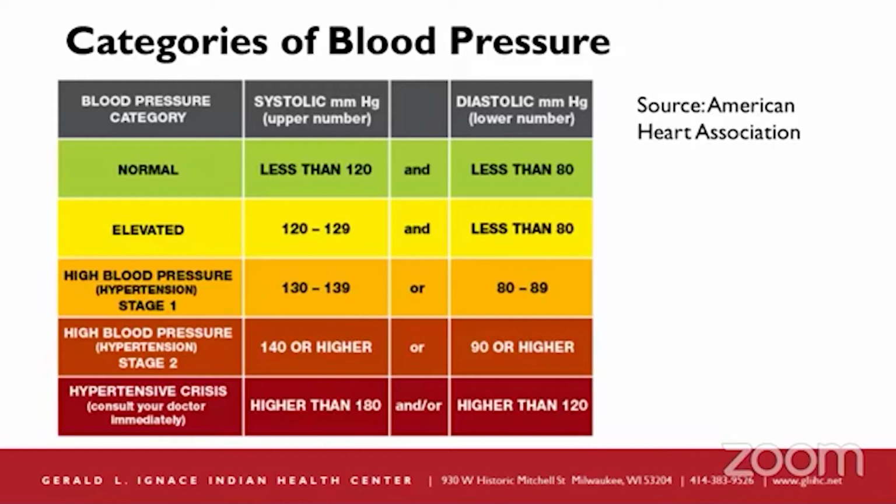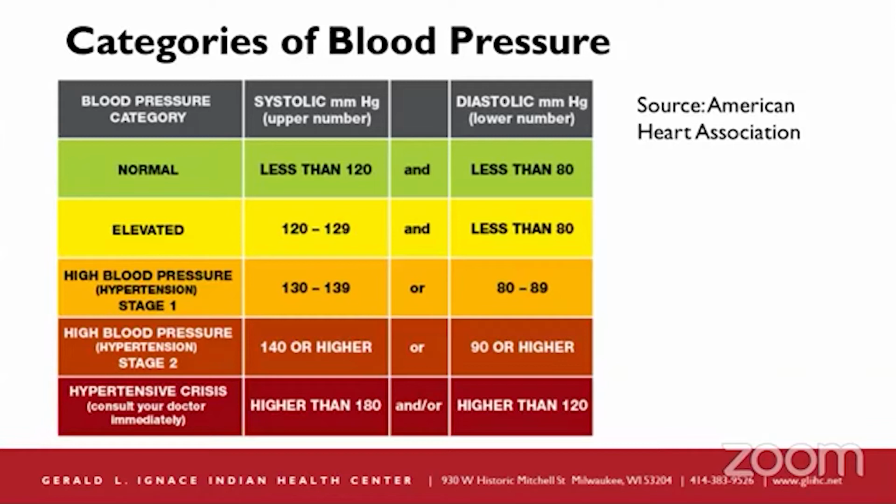So when they give you your number, if it falls into a certain category, you might be placed into a normal blood pressure, an elevated blood pressure, a high blood pressure, or hypertension stage 1, high blood pressure, hypertension stage 2, or you might be in a hypertensive crisis.